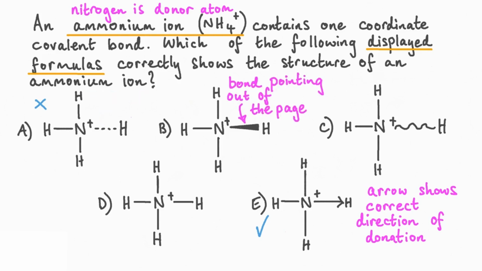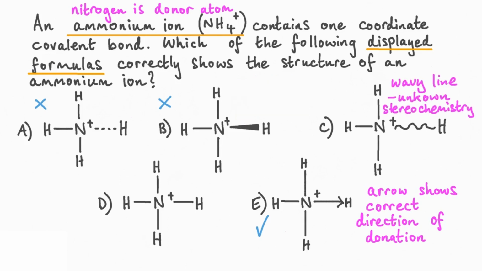In structure B, we see one of the covalent bonds represented as a wedge shape. A bold wedged line indicates that the bond is protruding out from the plane of the drawing surface. It's pointing out of the page. This structure does not represent the correct three-dimensional shape of this molecule, and it does not show the coordinate covalent bond either. It's not the correct answer.